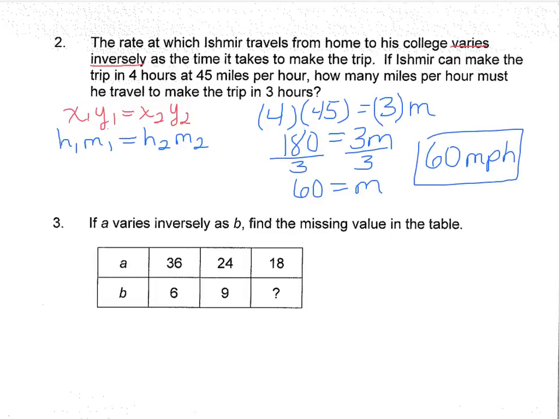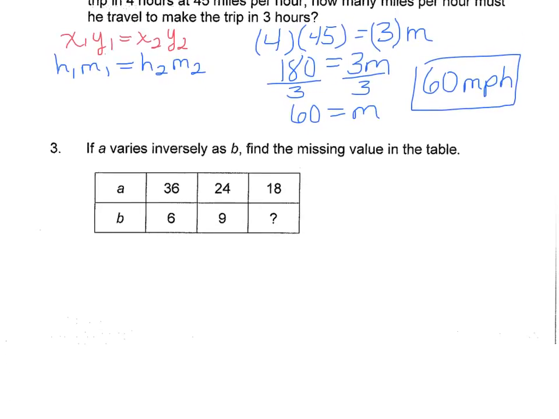Okay, let's take a look at number 3. In number 3, it says if A varies inversely as B. Well, it's inverse variation again, so it's going to be x1 is to y1 as x2 is to y2. But in this case, we have A's and B's, so we're going to rewrite it as A1 is to B1 as A2 is to B2. All right, find the missing value. So we're looking for this value of B.